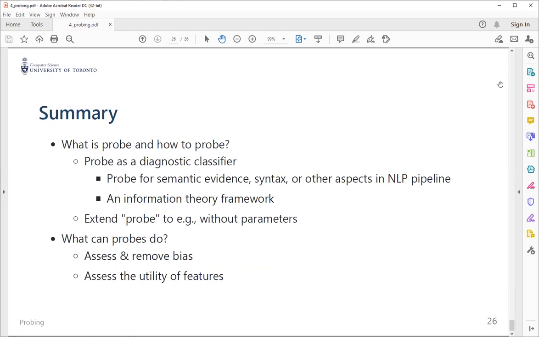As a review, we looked at how the probing methods were developed, and we reviewed an information theory framework that explained why probing should be done as it is done currently. And then we also reviewed some extensions of probing to, for example, probing without parameters.